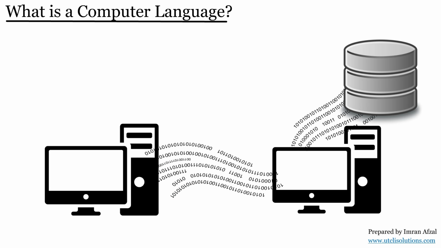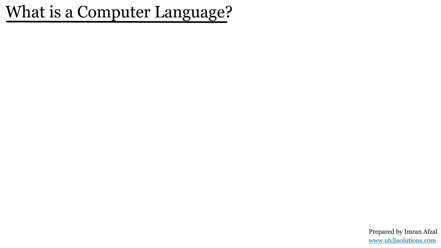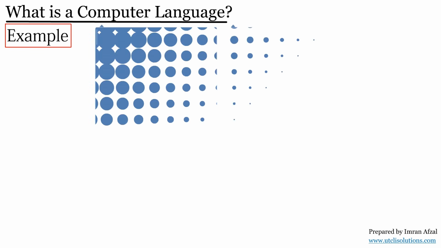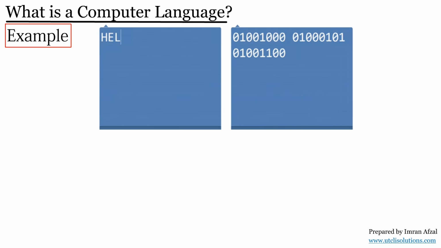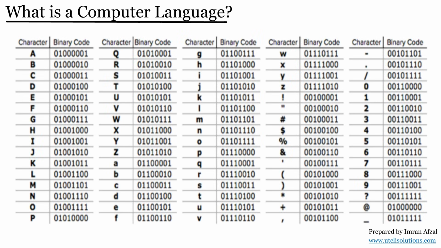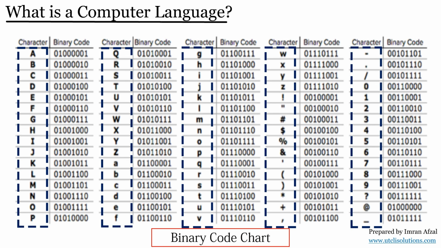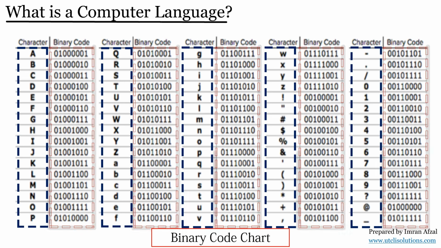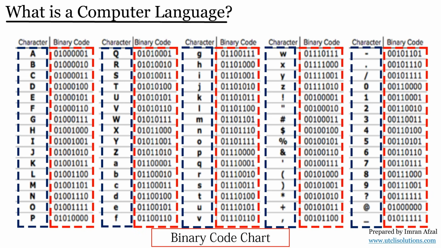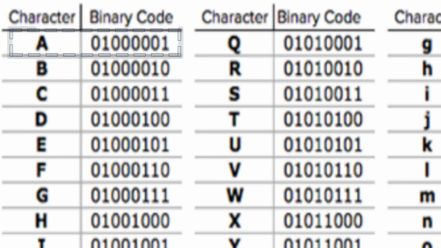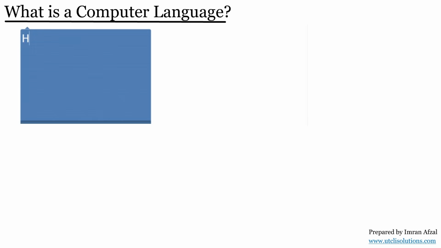Now, moving on, let's put it in an example of how it could translate a word into zeros and ones. There is a chart that's called a binary code chart. Each letter that we have has a number or a binary number associated with it. So like A has 1000001, B has 10000010, and so on. So now let's say you type in hello on your keyboard.